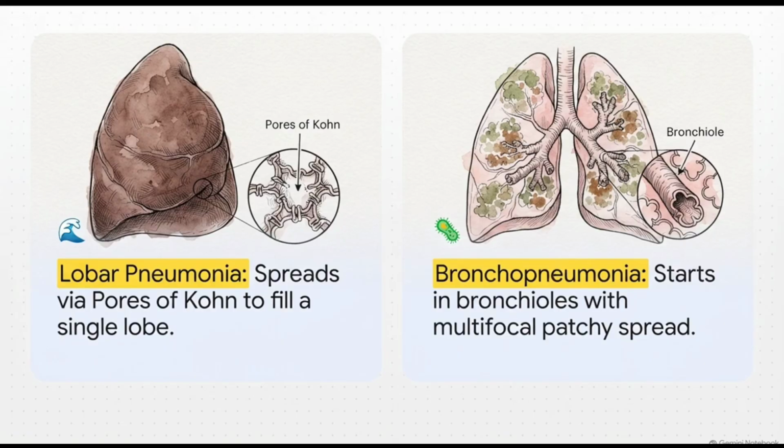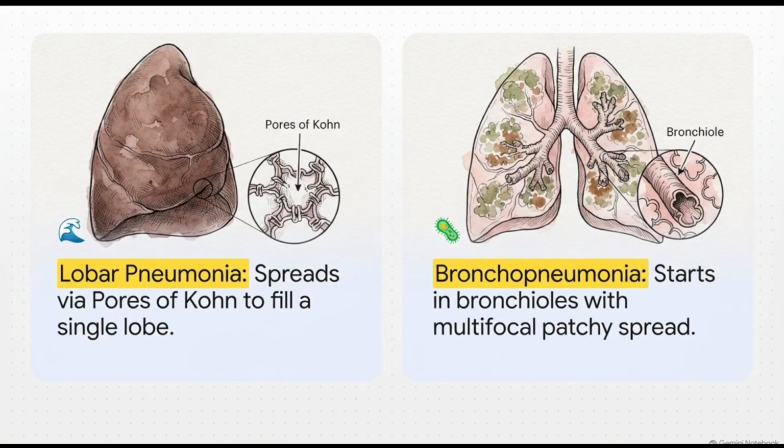In lobar pneumonia, which is classic with strep pneumo, the infection starts deep inside an alveolus. From there, it spreads directly to the next alveolus through these tiny microscopic holes called the pores of Kohn. It honestly acts like a flood, just filling a single, entire long lobe with pus until it hits a physical boundary, like a fissure.